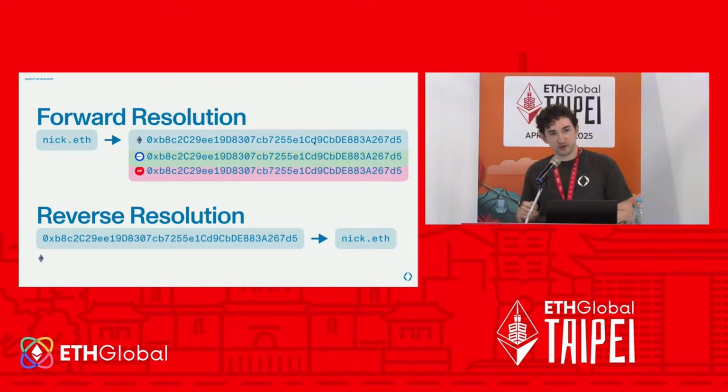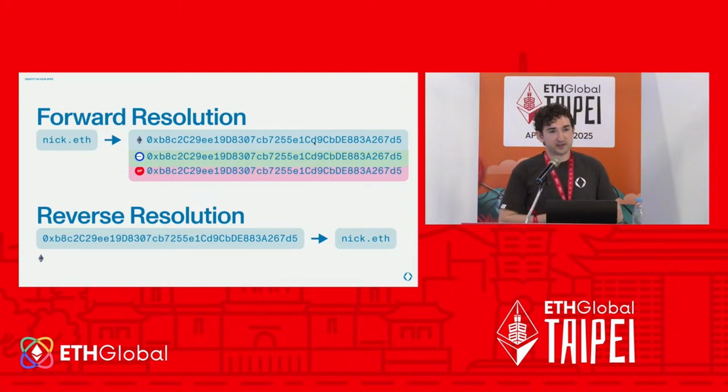But reverse resolution is the opposite. So an address that then resolves into a single name. And an address can only have one name per chain. Today, this is only supported on mainnet Ethereum, but very soon, in a matter of weeks, you will be able to set a different reverse record. So that's the second process on different chains.